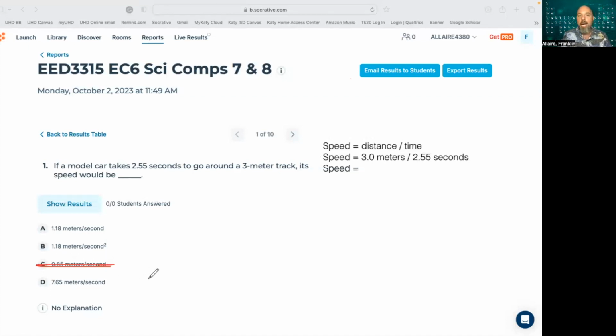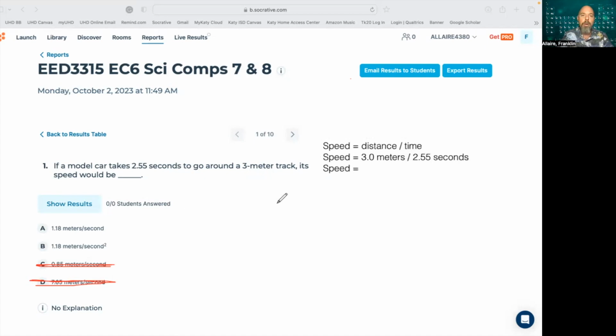At the same time, there's no mathematical way that 2.55 is going to go into 3 7 times. So we can cross out the letter D in this case, 7.65 meters per second. And what we're left with is a choice between 1.18 meters per second or meters per second squared. So yes, the numerical answer is going to be 1.18, but now we need to figure out the units.